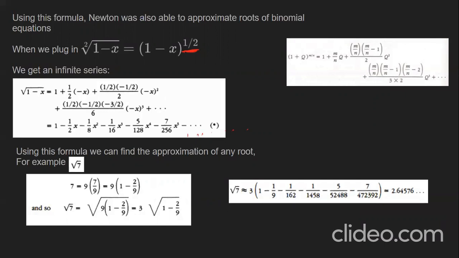But using this, he found a way to approximate any root. What's happening here? This is just him plugging in this formula, and then he got the coefficients for a binomial to the 1/2.